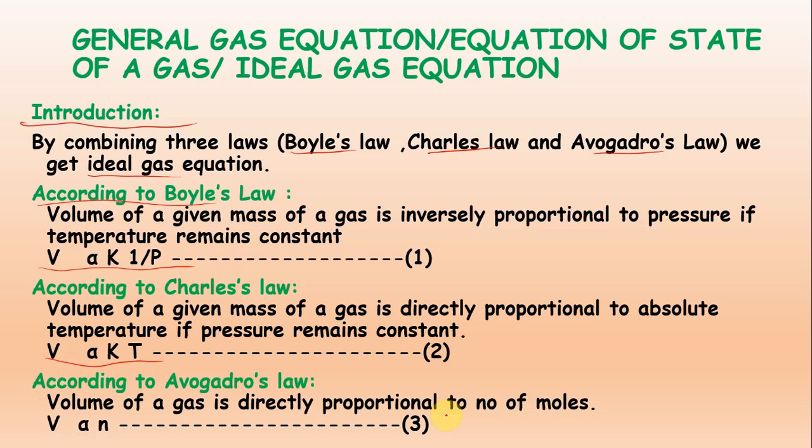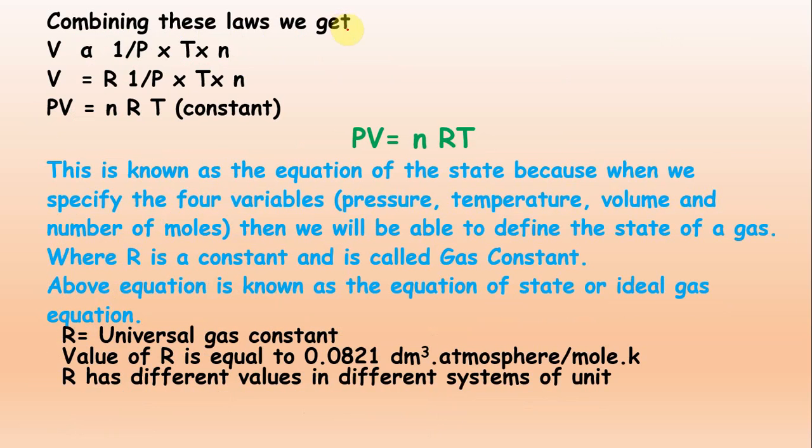Now we will combine these three equations, and then we will get the ideal gas equation. Combining these three laws, volume will be directly proportional to 1 upon P multiplied by T and n. These all values we have combined. Then if we remove the proportionality, as you know, we have to place a constant. So we have placed a constant here, that is R, and if you rearrange this equation, it becomes PV is equal to nRT, and R is the constant here. So this equation can be rearranged in this way, that PV is equal to nRT.